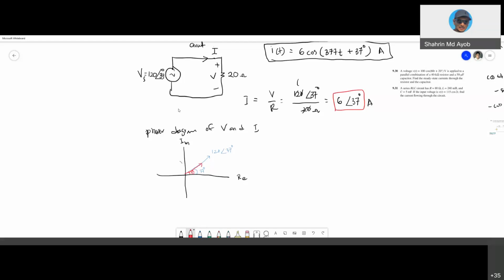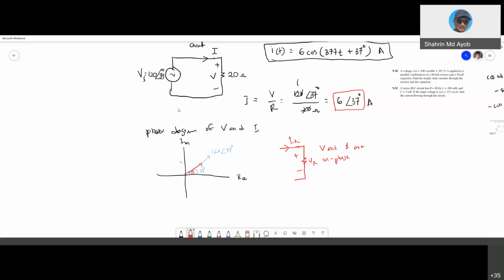I hope you have already watched my pre-recorded video on the relationship of the voltage and current for different types of load. If you have a resistor load, your V and I are in phase, meaning that there is no phase difference between the voltage across the resistor and the current that flows inside the resistor. So V and I are in phase, as shown in this phasor diagram here.